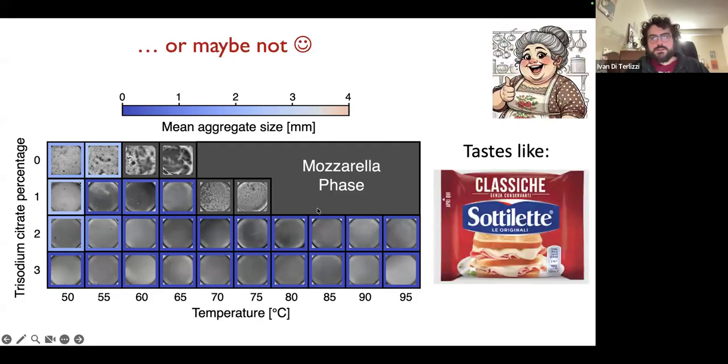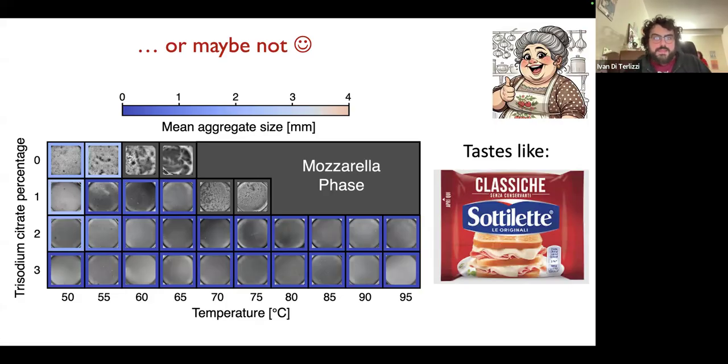But the good news here is that the taste is not that good. As a kid I used to eat these American cheese slices that you put on toast and then in a toaster, and it really has to melt.